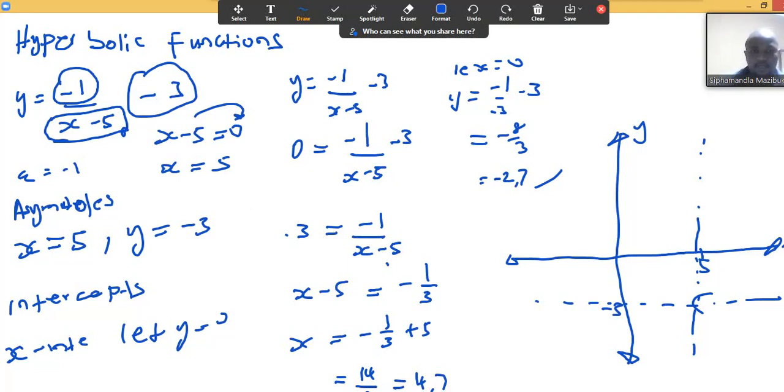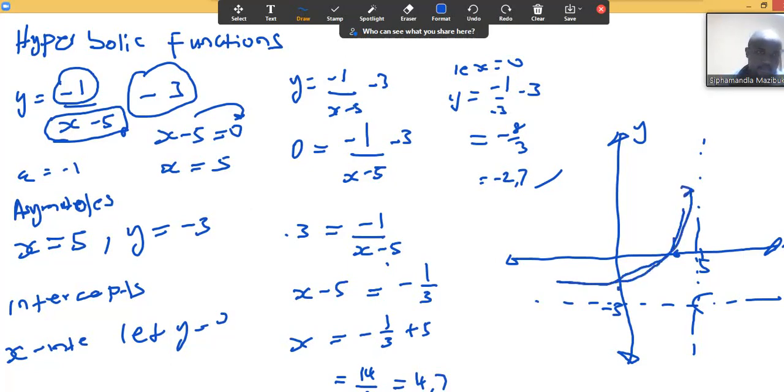We're looking at x is 4.7 maybe, which should be here, and we're looking at 2.7 as our y, that should be here, and we know that our graph will be like that, something like that.